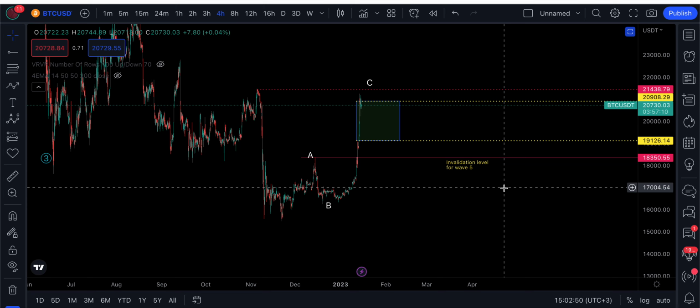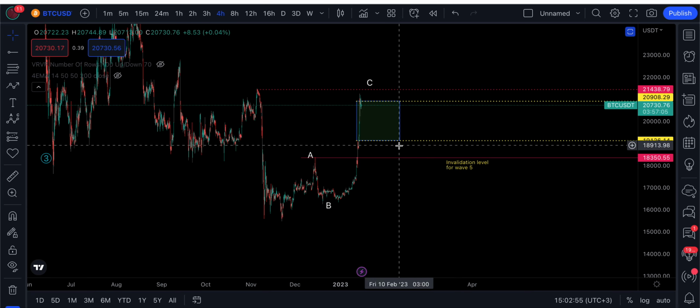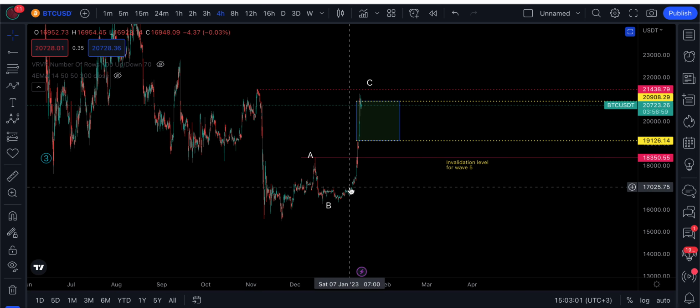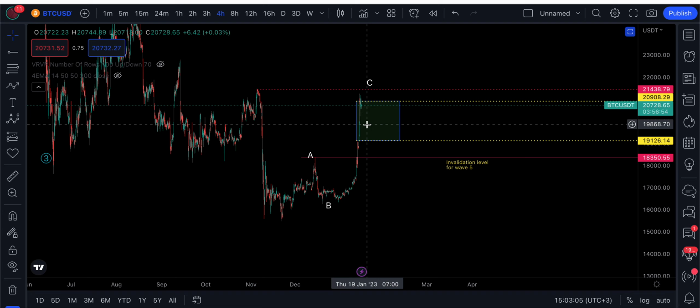In our previous video, we created targets which we were anticipating, which was 19,126 to around the 20,000 area. So we had this blue box, and we were waiting for price to reach this box to determine what to expect.